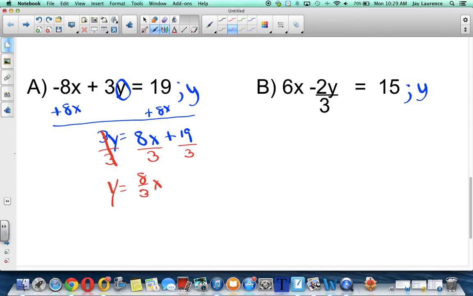8/3 x. I don't want to go mixed number there. If you went 2 2/3 x, you're okay, but I don't like to. I will go mixed number on the one without the variable, and that's going to be what? 6 1/3, I believe. And there you go. That is my solution.